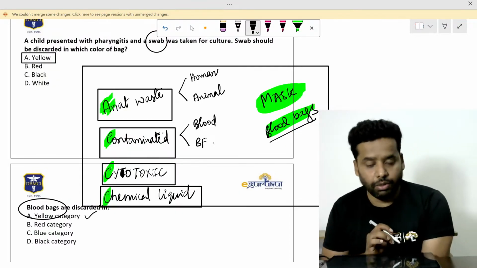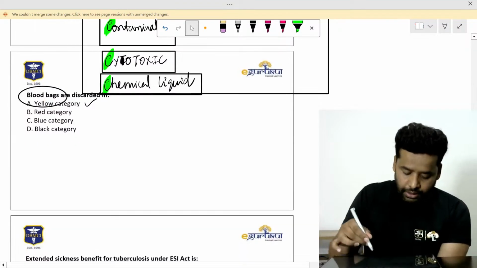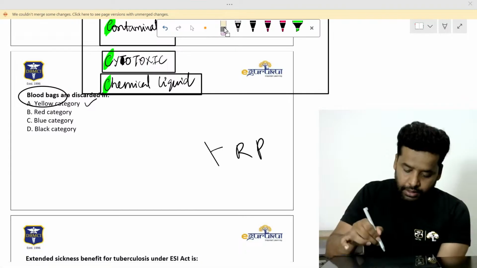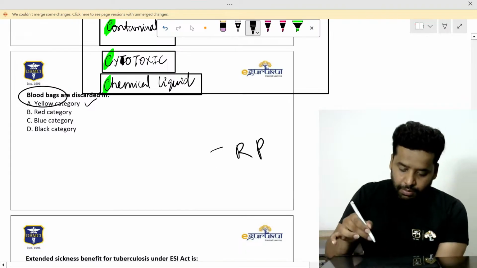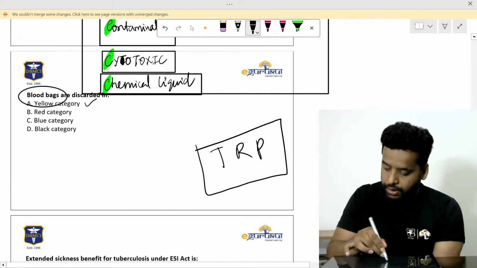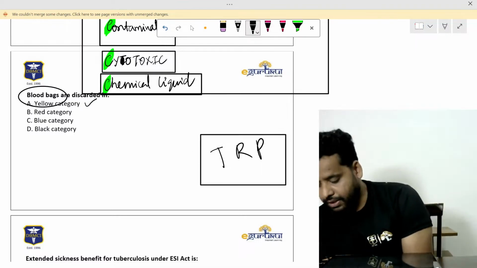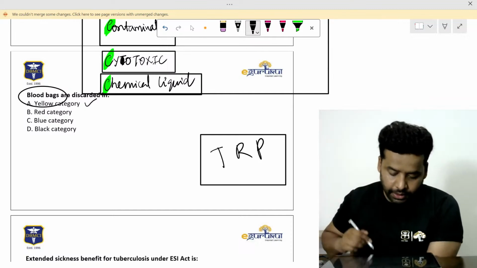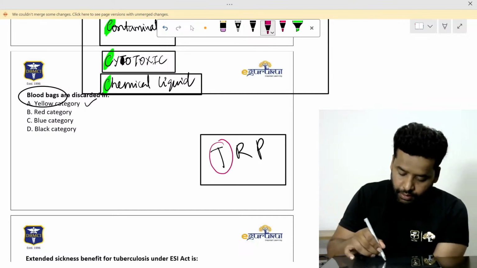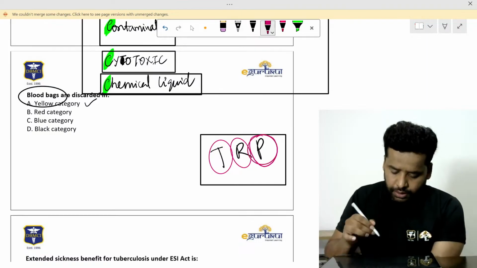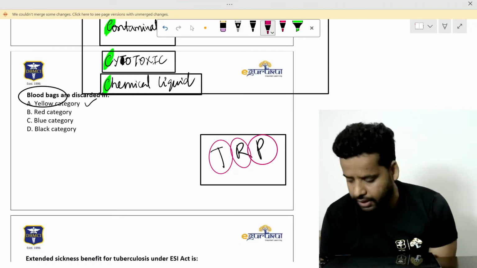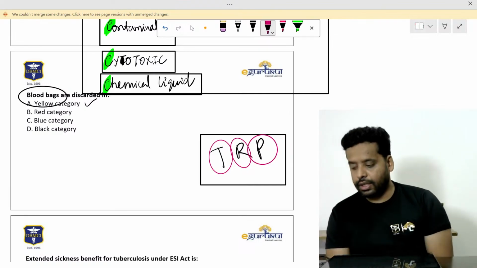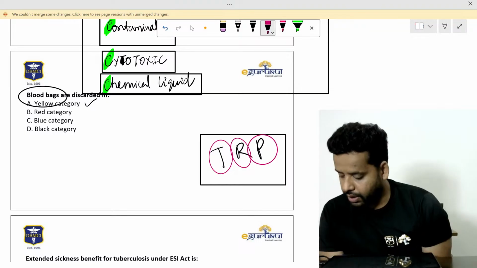Yellow bag. If I am asking TRP, I am telling tube, rubber, plastics. If I am asking tube, rubber, plastics, where will it go? Tell me, good. Gloves, contaminated also, nothing to worry. If it is gloves, it is red. Contaminated or uncontaminated, tube, rubber, plastics will go in red color.